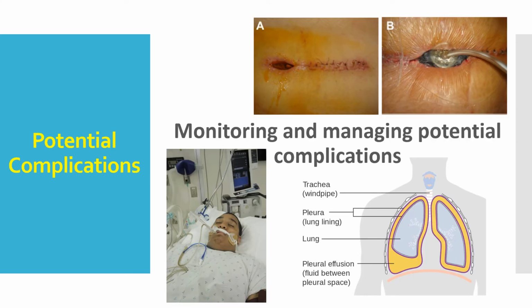Complications after thoracic surgery must be identified and managed early. In the diagrams you see in A and B an incisional infection with a wound vac. Down on the bottom on the left is the patient on a mechanical ventilator, and to the right bottom we see a pleural effusion.